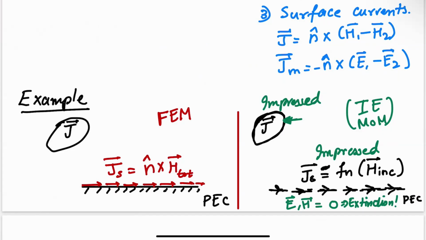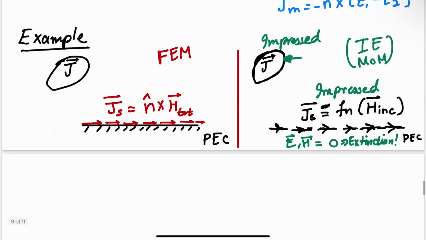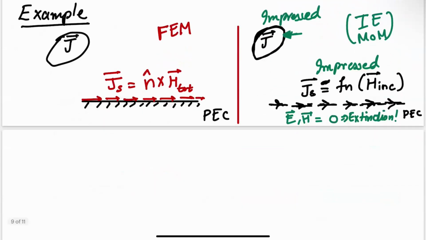So both problems are solving for the same fields. In one problem, we treat only the original sources as impressed and the rest of them as induced. Whereas in this other problem, we have impressed sources from the original source and also impressed sources from the induced currents, right? So given a certain problem, it's important to know which sources are impressed, which sources are induced, in terms of current sources at least.